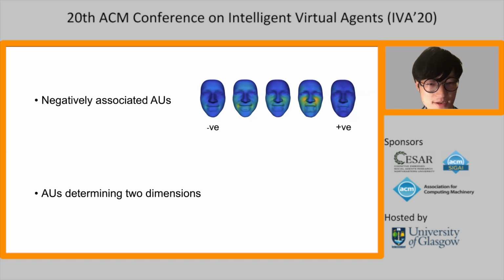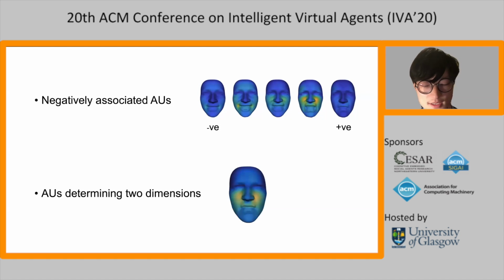And then we need to find the action units that are specifically associated with the two dimensions. Let me explain with an example here. The nose-wrinkle expression action unit will strongly associate with not only negative, but also high arousal. So we will not see this action unit in the positive part or low arousal part in our modeling.